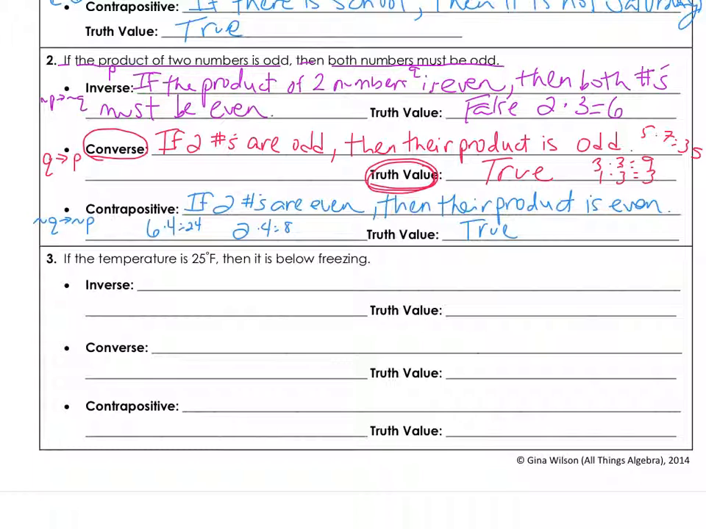All right, so for this very last question, if the temperature is 25 degrees Fahrenheit, then it is below freezing. So for the inverse, I would like you to write the inverse statement because you haven't done that one yet. So remember, this is the one where you keep it the same order, but you're putting the nots in there. And afterwards, I also want you to tell me what the truth value is. If it is true, you just have to put true. If it is false, then you're going to put a counterexample. So go ahead and put that off to the side right now.